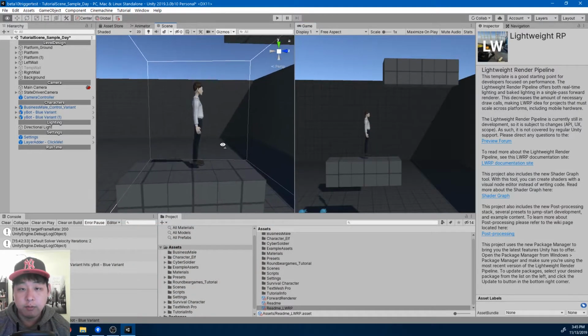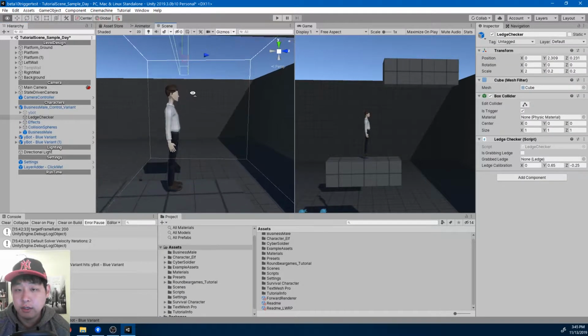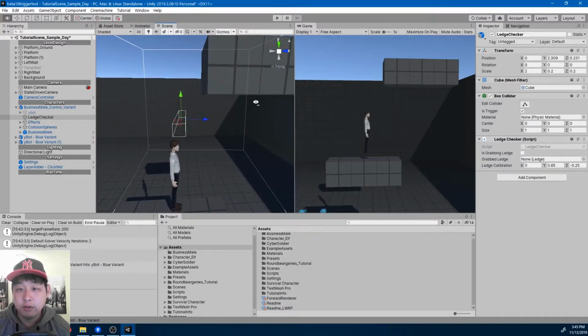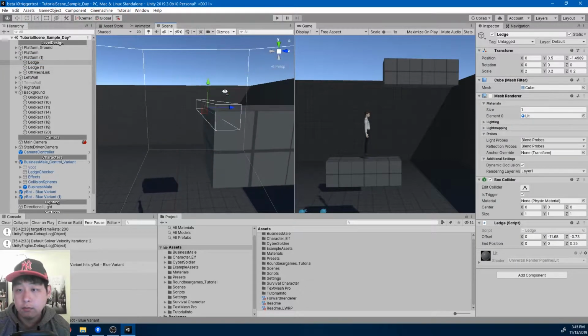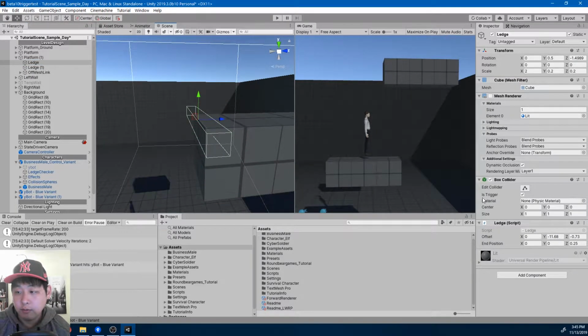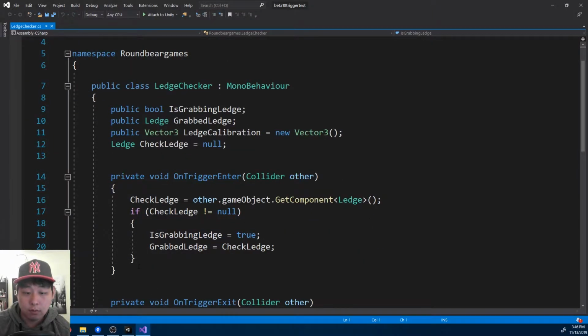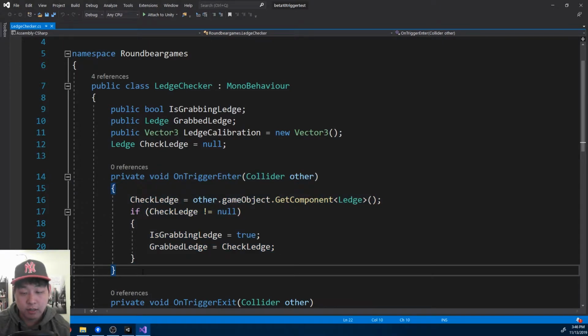If I look at my character here, Business Male, we have a ledge checker, which is a trigger. Is Trigger is checked. And we also have a ledge, and it is another trigger. Is Trigger is checked here. And if I look at the script, LedgeChecker, we have a callback function on OnTriggerEnter, where if two of the triggers are colliding, we trigger the ledge grab.